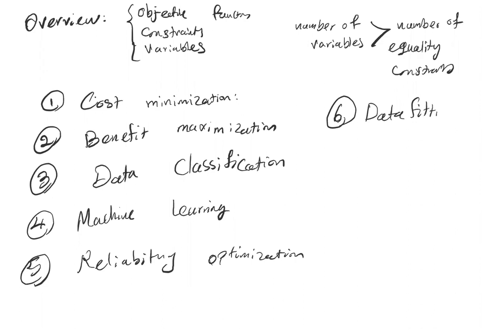Data fitting. Assume that you want to fit a curve to a given set of points. So you have some data points and you want to fit an optimal curve. What you are going to optimize is the distance of all of these points from your expected curve. Let's say alpha x plus beta. So these are some of the applications.